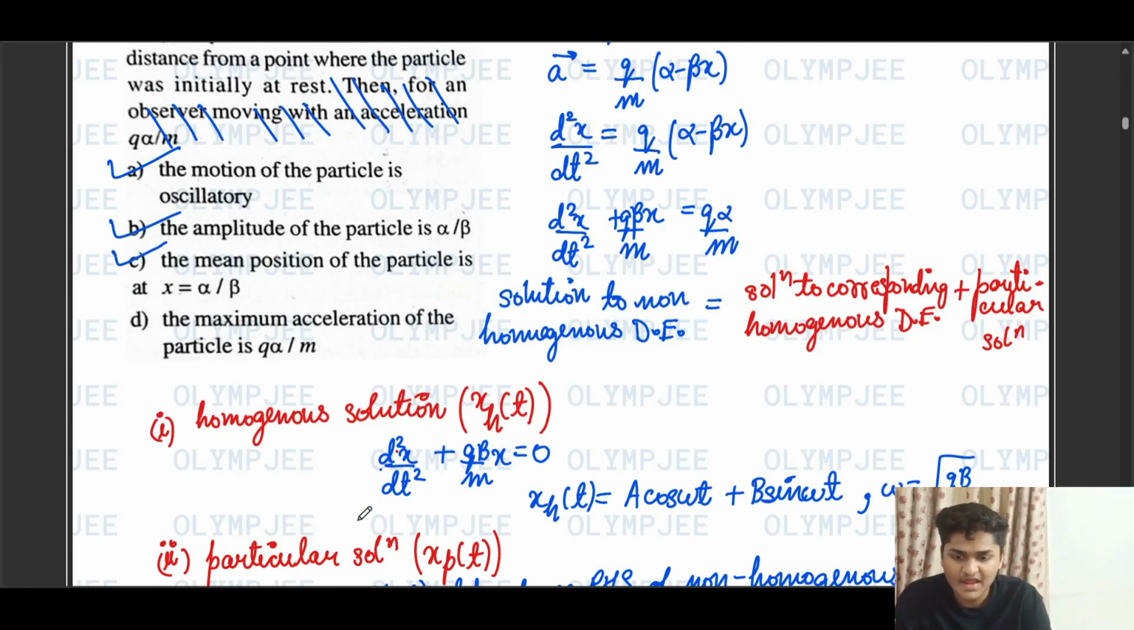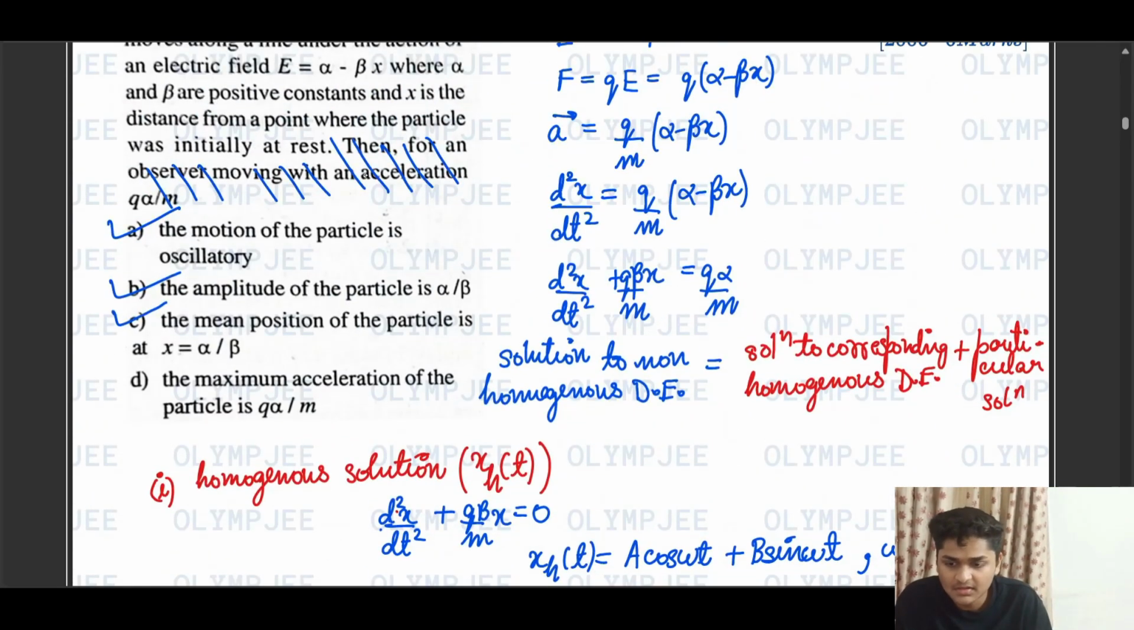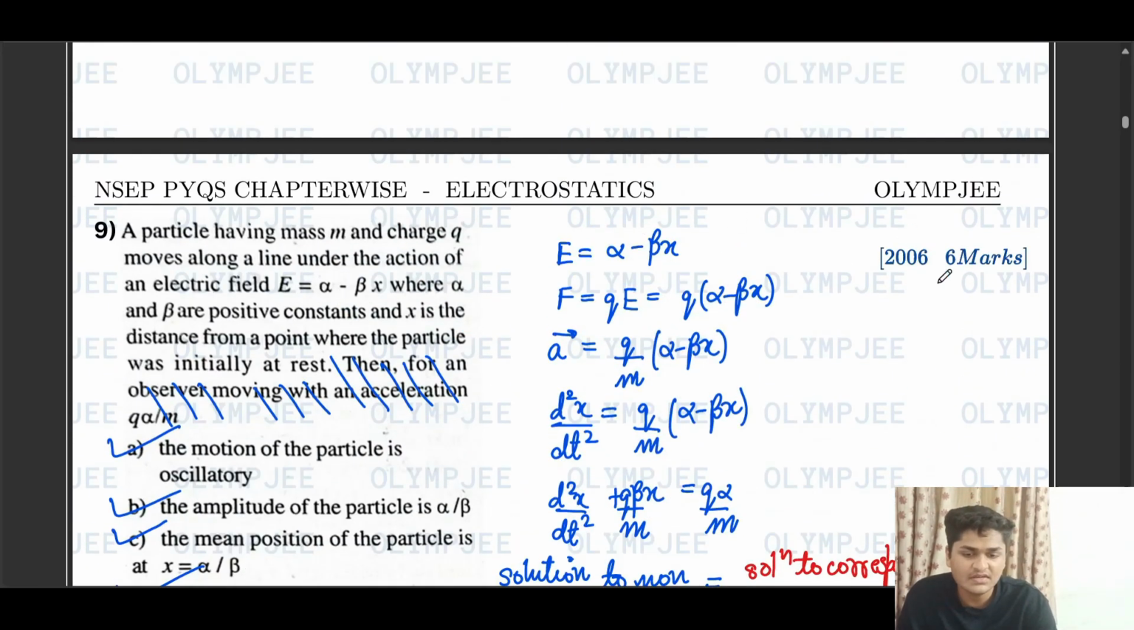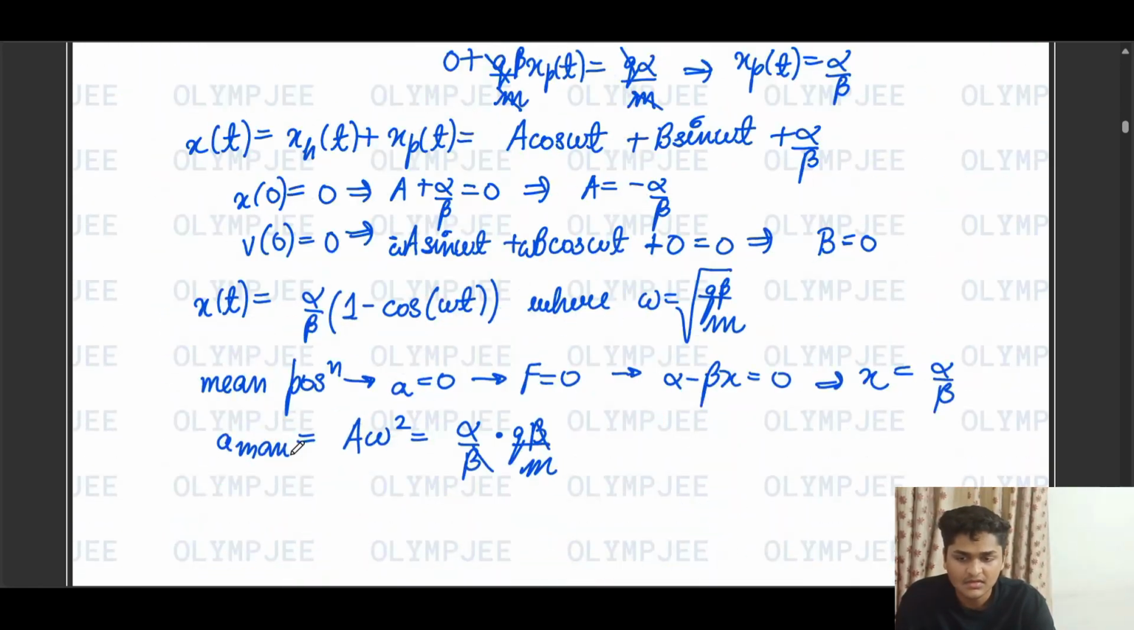And maximum acceleration is asked. Maximum acceleration is given by amplitude multiplied by omega square. So this will become alpha by beta multiplied by q beta by m, which will give us alpha q by m, which is option D. So D is also correct. So this was a nice question, a 6-marker question. So ABCD is the answer.